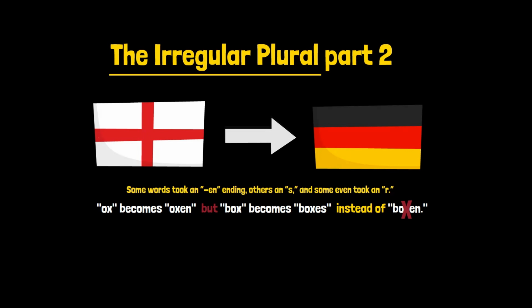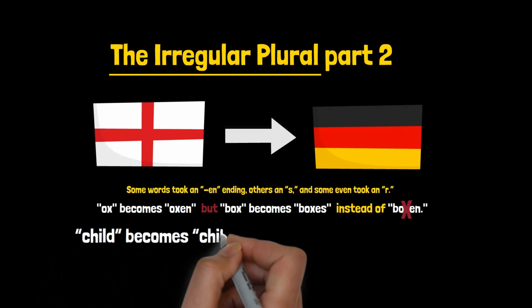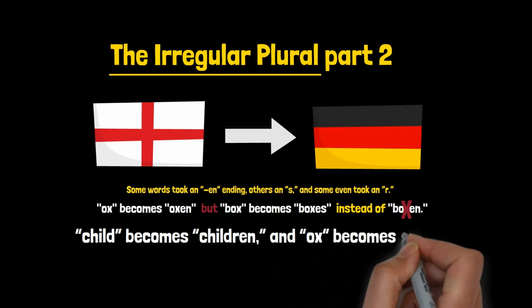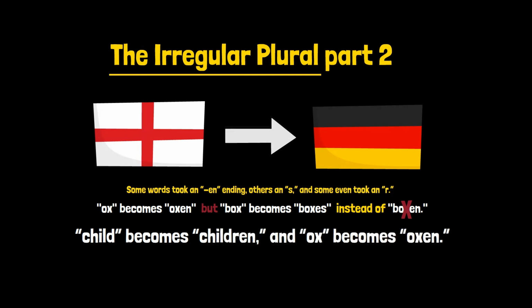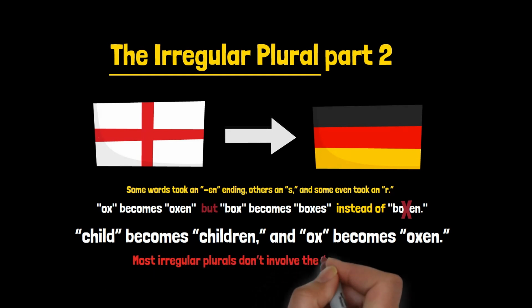pluralizes. English is a patchwork of influences from different times and places, but the main takeaway is that child becomes children and ox becomes oxen. Beyond that, most irregular plurals don't involve the -en ending.